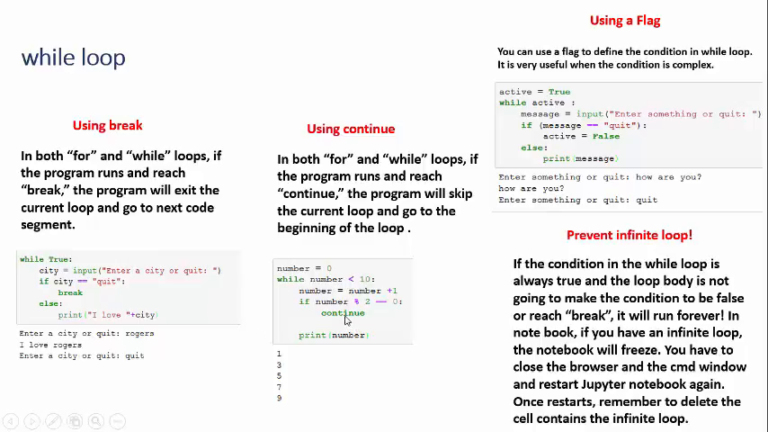Whenever it reaches the continue, it goes back to the beginning of the loop and goes again. In this particular case, the number is 0, and because 0 is less than 10, it is going to run.